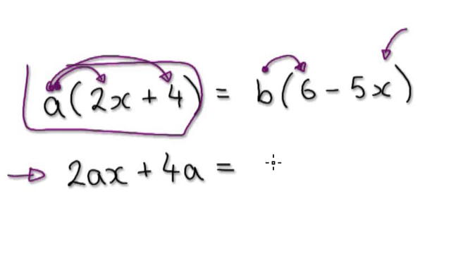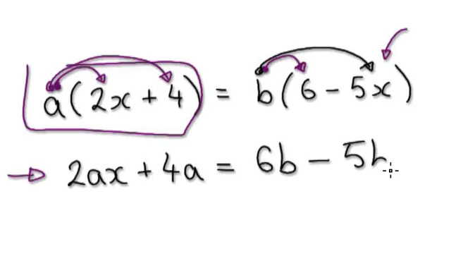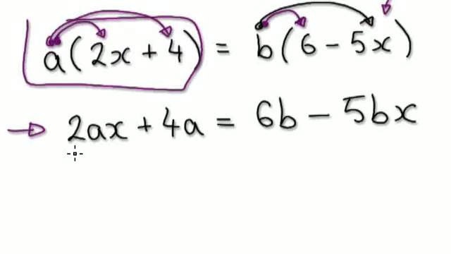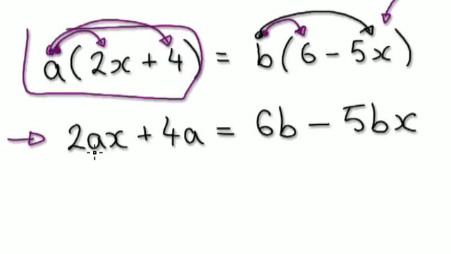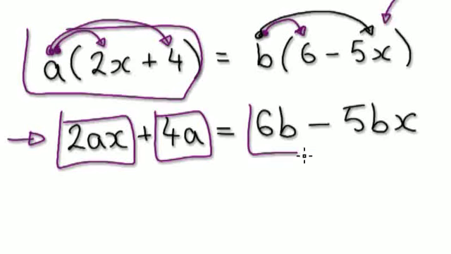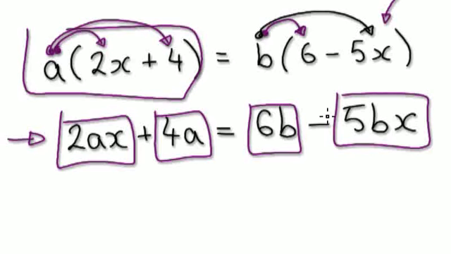So b times 6 is 6b, and then take away this times this, which will be 5bx. Now visualize it as this plus this equals this, take away this. Good. Get all the x's on one side and all the rubbish on the other side.